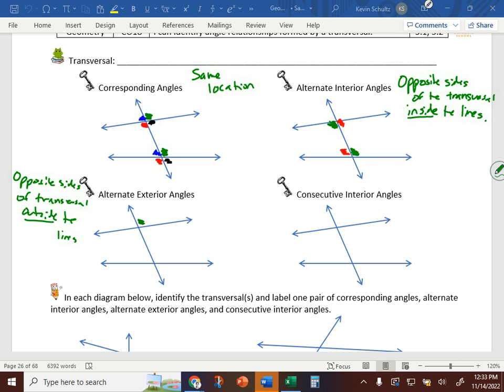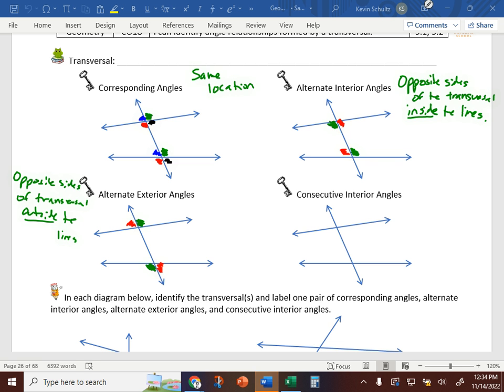So if I identify this as an angle at my top vertex, the one that is an alternate exterior to it would be on the other side of the transversal and outside of the lines. It would be that one. The other pair would be this angle here, and then alternate exterior, opposite sides, outside the lines, would be that angle there. Okay. Question on that one?